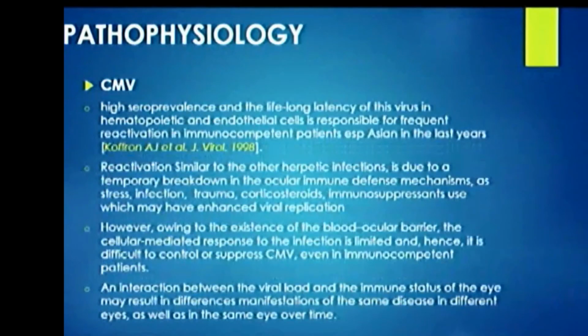So this is the problem, the last point here: the interaction between the viral load and the immune state of the eye is responsible for the different presentations of cytomegalovirus in the eye, whether it is purely cytomegalovirus, acute or chronic, Posner-Schlossman, or Fuchs uveitis. Investigation, very fast, we'll talk about it.